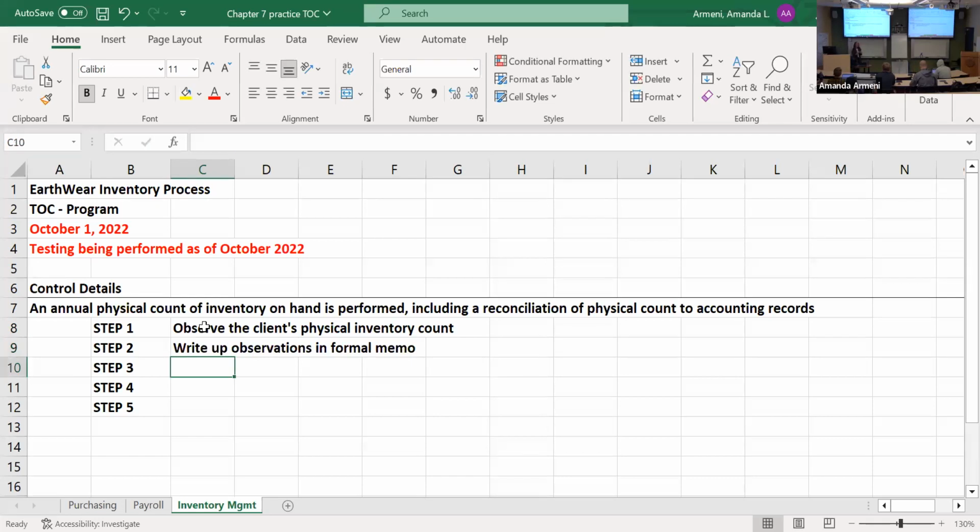We would include that memo in our audit work papers. On this date, at this time, we began our observation. We toured this part of the manufacturing facility. We went to this part of the storage unit.